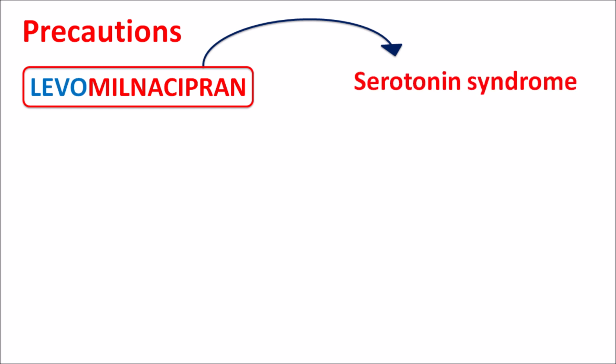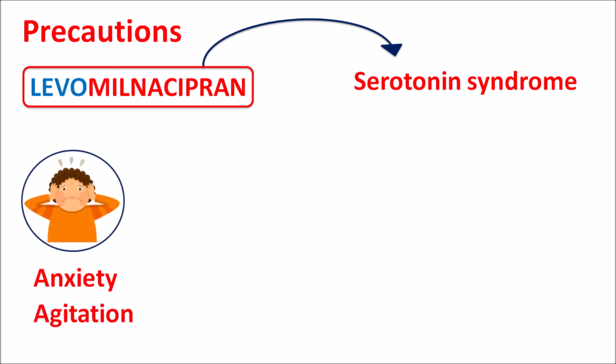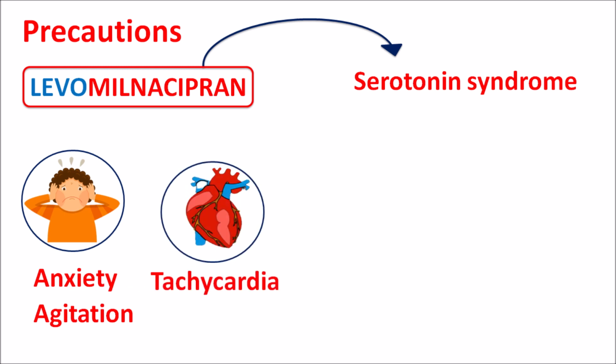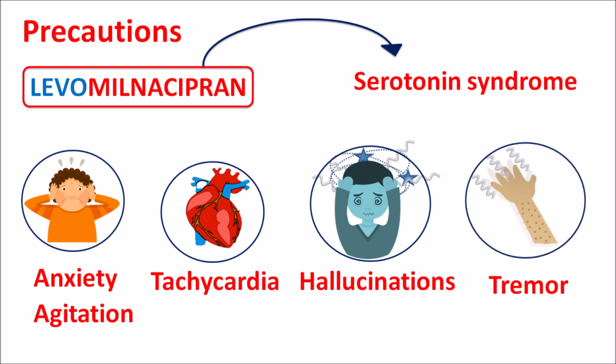Since this drug is going to increase the 5-HT levels within the CNS, it can produce a few symptoms such as anxiety, agitation, increased heart rate resulting in tachycardia, hallucinations, and even some tremor. All these symptoms can be observed with levomilnacipran, which collectively indicates serotonin syndrome. So any of these symptoms are closely monitored, and other drugs which precipitate serotonin syndrome, such as SSRIs, other SNRIs, and MAO inhibitors, should be carefully combined with levomilnacipran.